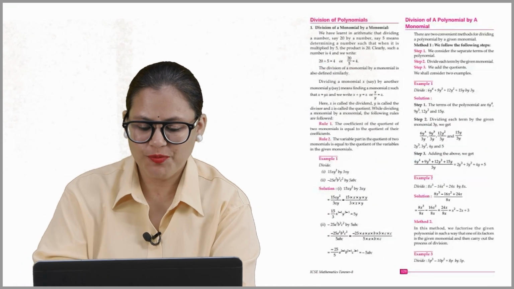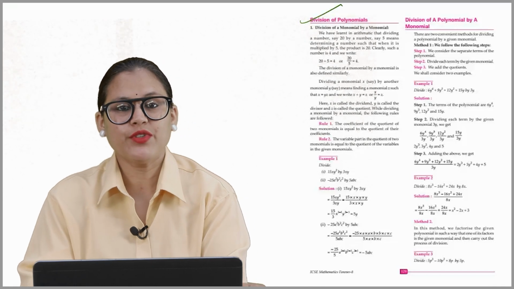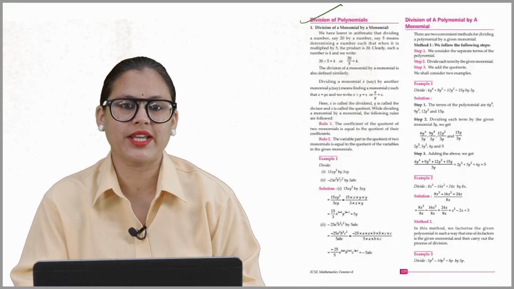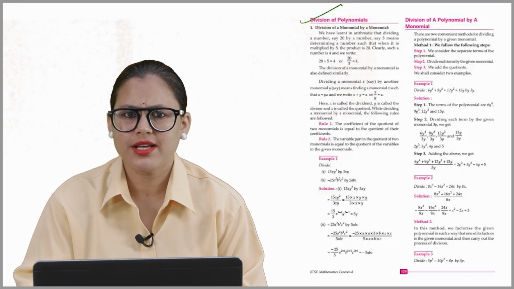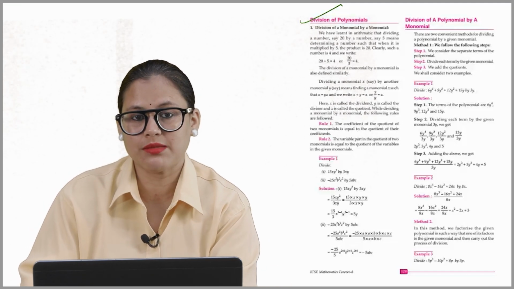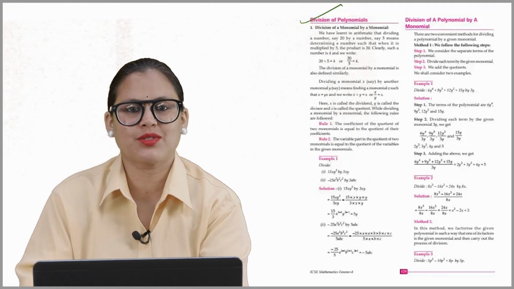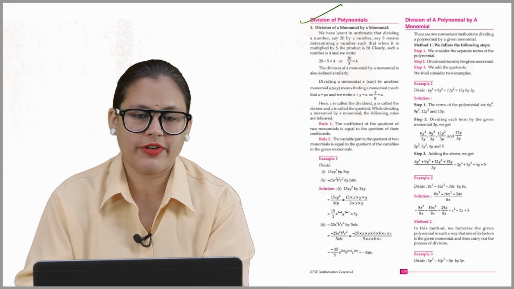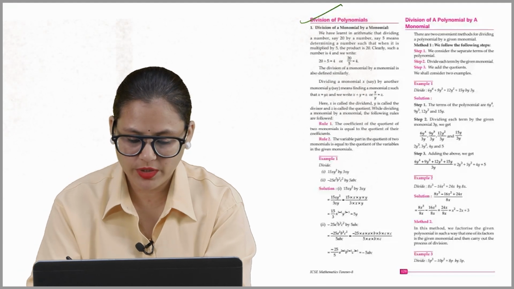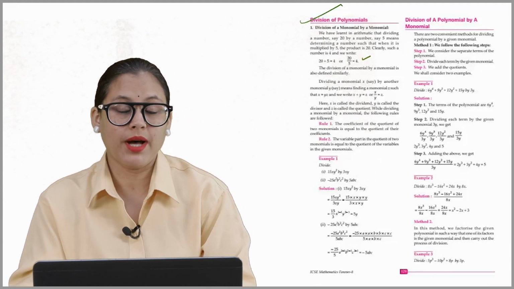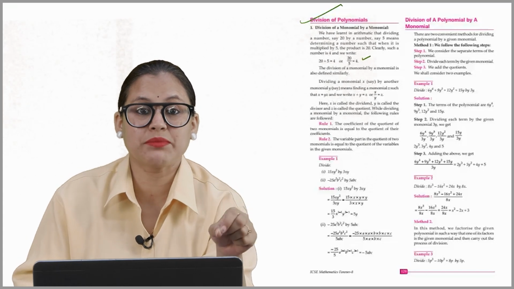Next, division of polynomials. Number 1, division of a monomial by a monomial. We have learned in arithmetic that dividing a number, say 20, by a number, say 5, means determining a number such that when it is multiplied by 5, the product is 20. Clearly, such a number is 4, and we write 20 divided by 5 is equal to 4. The division of a monomial by a monomial is also defined similarly.